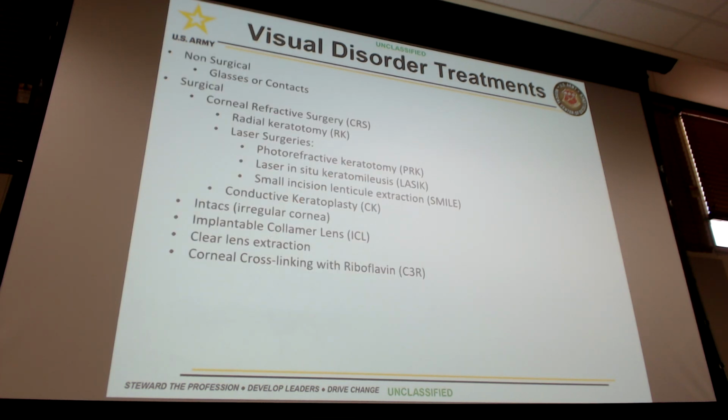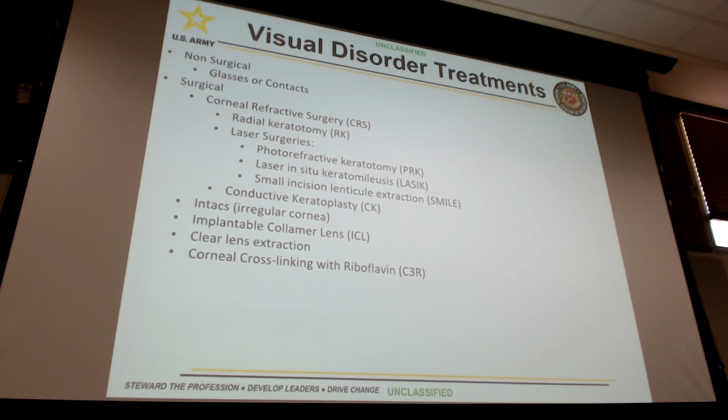Okay, how do we treat vision? Well, glasses, contacts. Okay, that's pretty common. And then refractive surgery we already talked about. Okay, PRK, LASIK, SMILE. With SMILE, they don't cut a flap and they don't remove the epithelium.